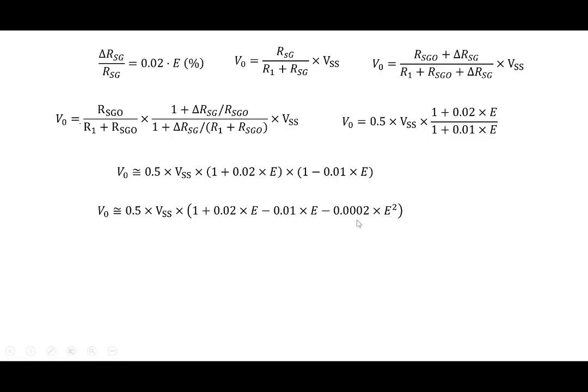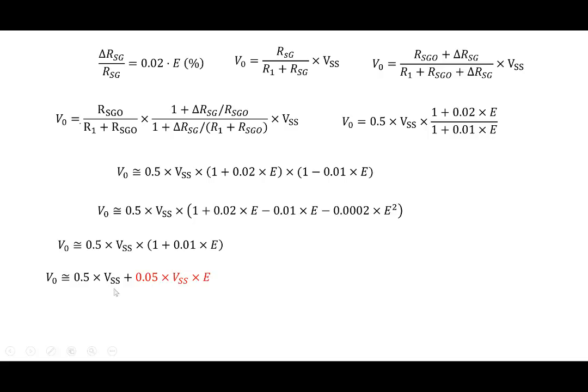We'll say that, well, because the strain is small, and look at this term here, E may be 1 or less even. So this term is going to be much smaller than the remaining two terms here, right? So we'll neglect the quadratic term. So then we can approximate V0 as 0.5 VSS into 1 plus 0.01 E. And then, let's remove the brackets and we can write it as V0 is 0.5 VSS plus 0.05 VSS multiplied by E.